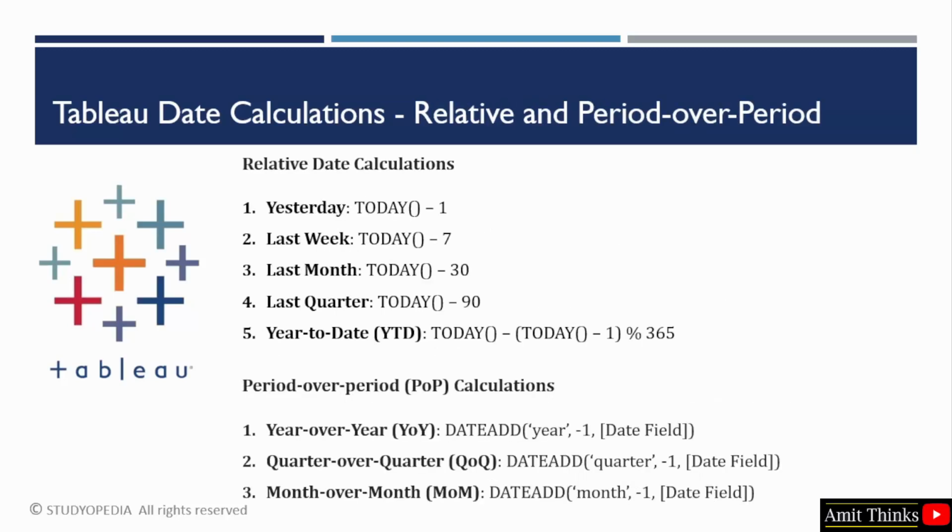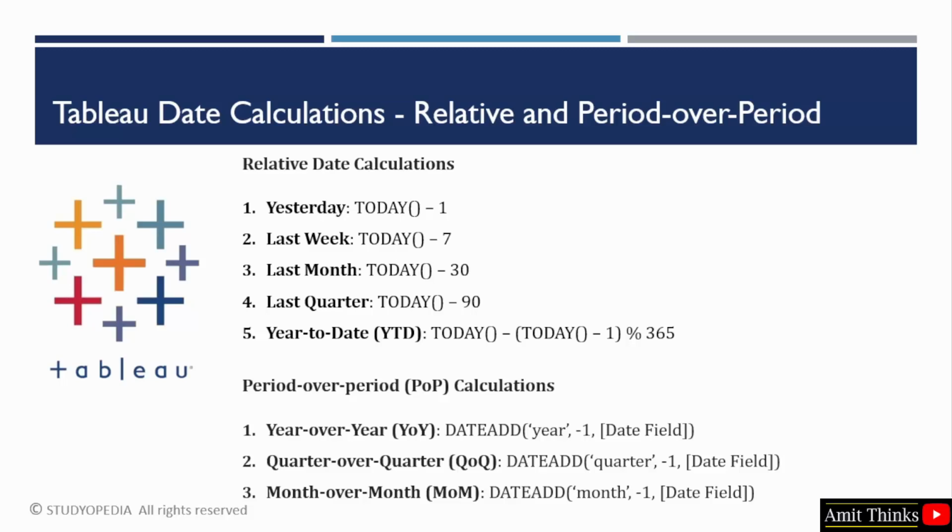Now these are relative date calculation methods. For getting the previous date, use the today method and subtract 1 from it. For last week, subtract 7. For last month, subtract 30. For last quarter, subtract 90. And for year to date, use the following formula.